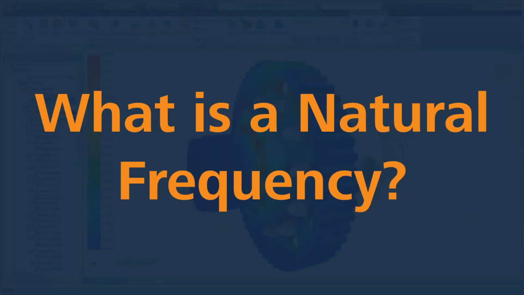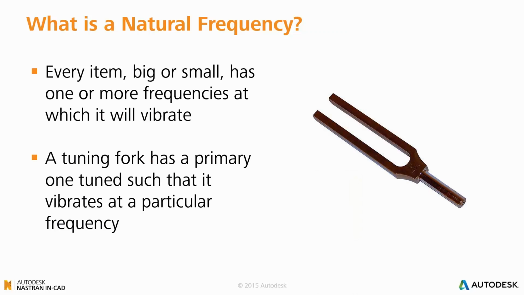So what is a natural frequency? Well, every item, whether it's big or small, no matter what shape it is, will have one or more natural frequencies associated with it. This is the natural frequency that the part will resonate at when it's excited by some sort of motion or force. A tuning fork is a primary example of one such item that vibrates at a particular frequency.